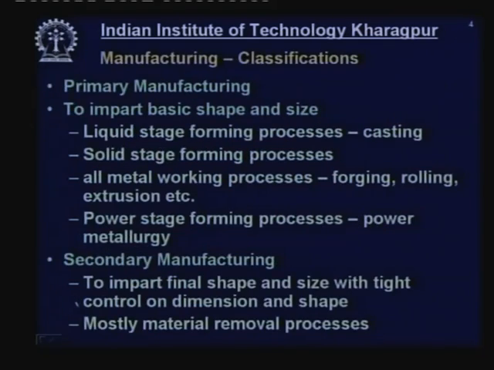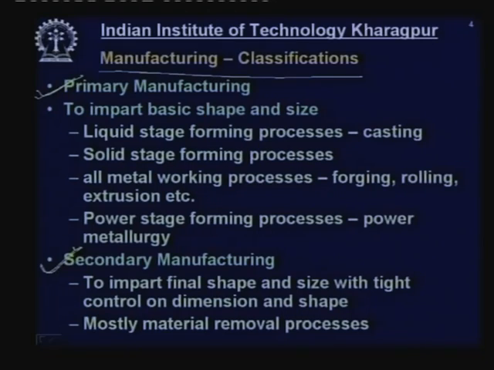So, first we will start with the basic classification of manufacturing processes altogether. As we all know, there could be primary manufacturing processes as well as secondary manufacturing processes. There are also other manufacturing processes which are tertiary manufacturing processes, like coating, and new manufacturing processes like generative manufacturing or rapid prototyping, but we are restricting our classification to only primary and secondary manufacturing. So, what is the need or purpose of primary manufacturing? The purpose of primary manufacturing is to impart basic shape and size to my material.